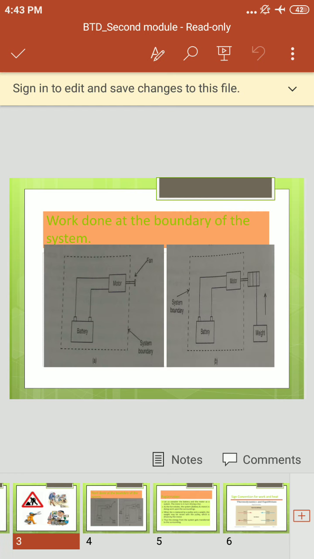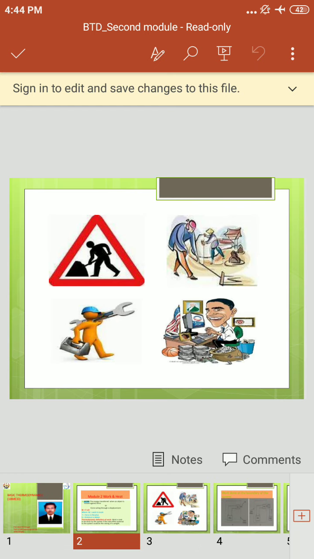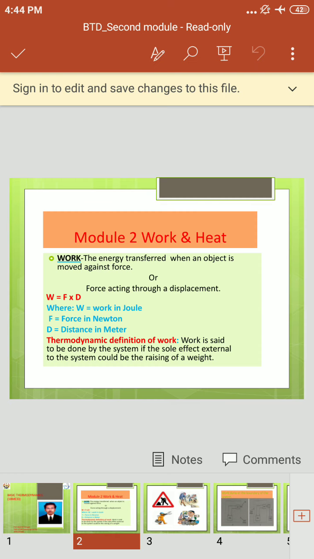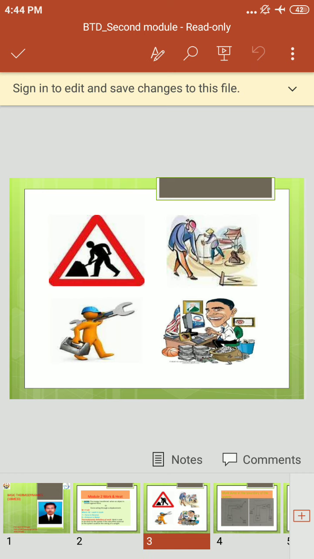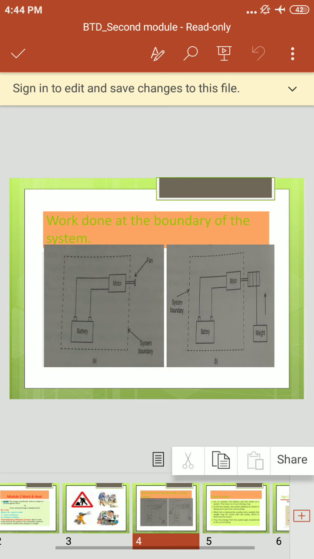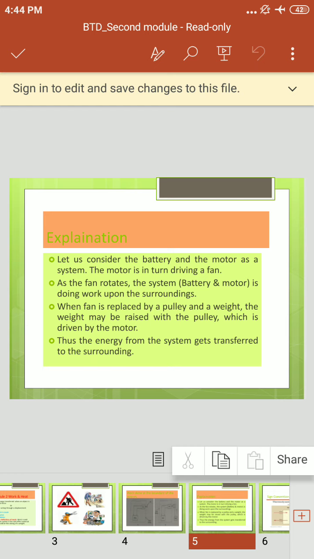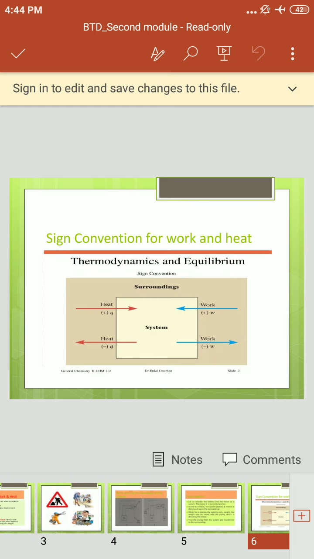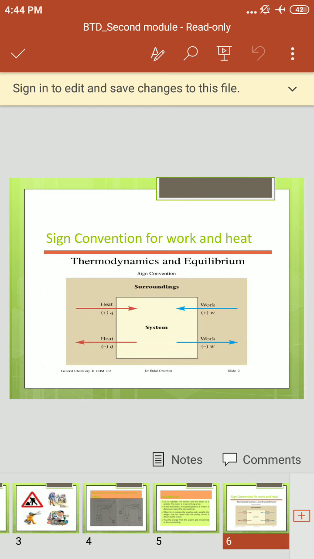Today what you studied is the thermodynamic definition of work. In general you know what work is. Next, the thermodynamic definition of work, this is just an example. Yeah, this is a definition explanation. This is the sign convention. I hope the sketch is clear.